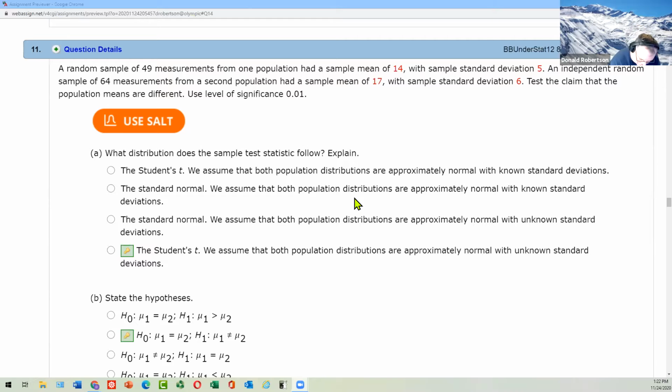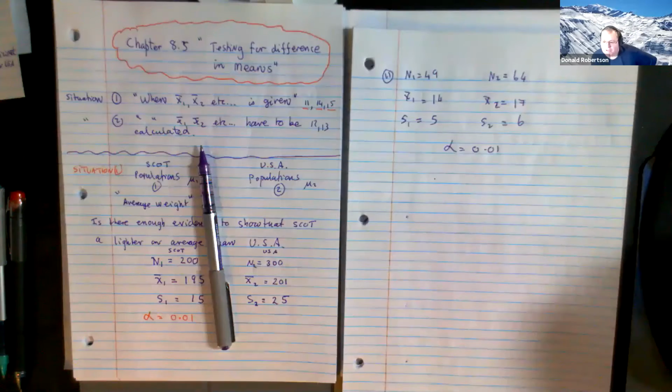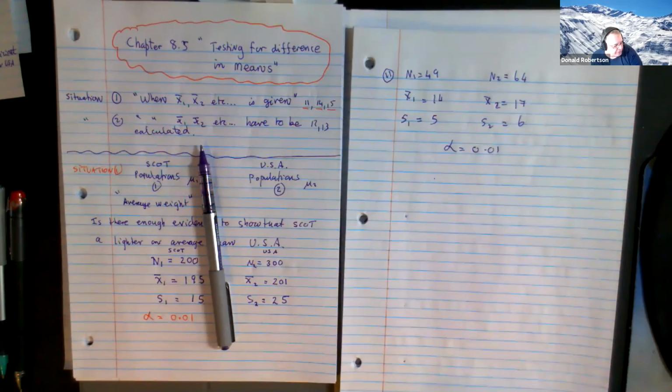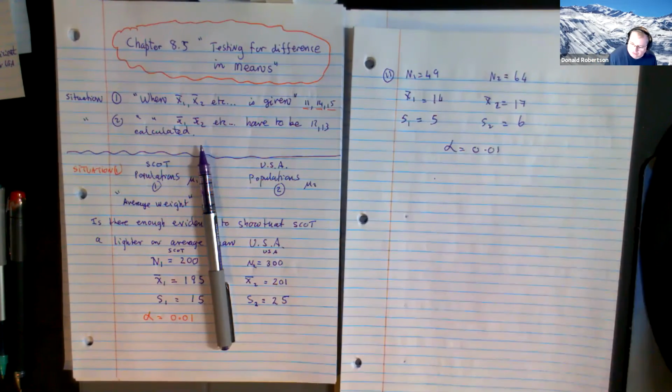And then I read a little bit further on, there was a second population and 64 measurements from that one. And the sample mean was 17. And the standard deviation was 6. And the significance level in this case is 0.01. So I'm going to just go back and show you what I've just done. Are you comfortable how I just read what they told me and put it into this format? The X1, S1s, all the good stuff.